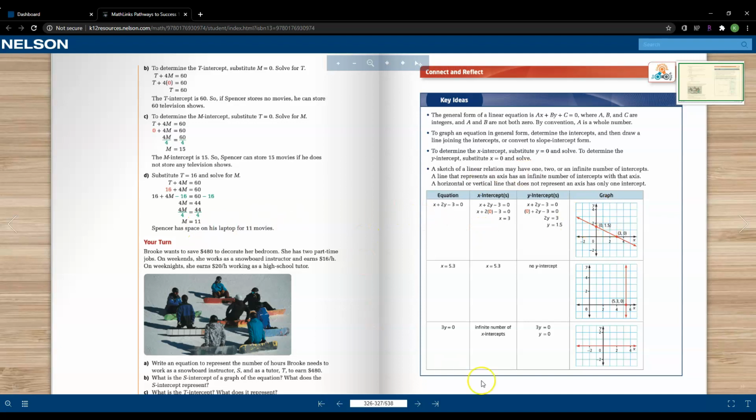Here's a little bit of a review. So, the general form is right here. When you get a general form, you can find the x-intercept by plugging in 0 for the y, and you solve for the x. You can find the y-intercept by plugging in 0 for the x, right, and solve for y. If the x-intercept, you plug 0 for the y and solve for the x, and then the y-intercept, you plug in 0 for the x and solve for the y.